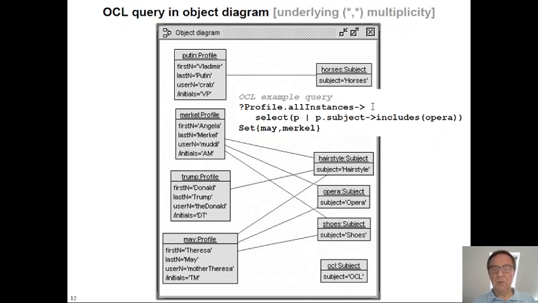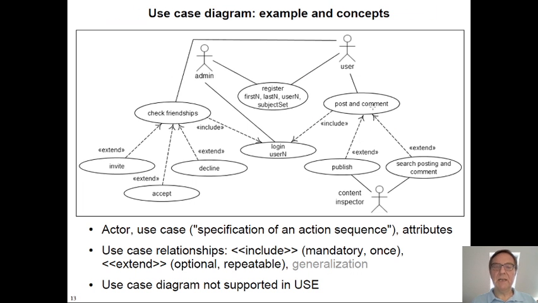Okay, so far we have looked at the class diagram and we have looked at the object diagram. Let's look at another form of diagram that is available in UML, and that's the use case diagram. The use case diagram is typically applied in the early phases of software modeling, typically in the requirements phase.